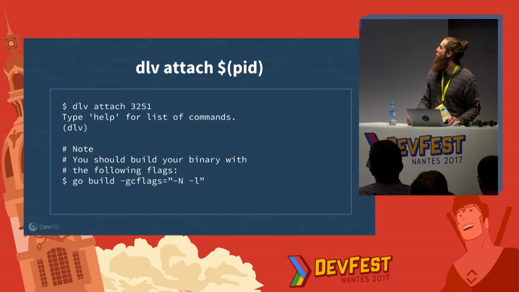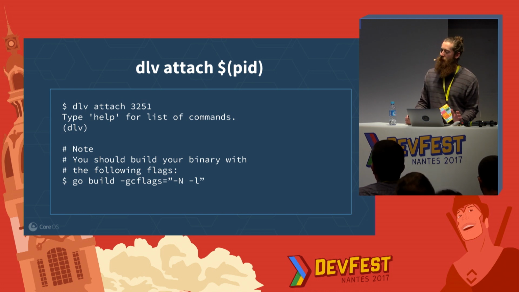You can also attach to a running program. So dlv attach, just provide a PID. Delve will attach to that process and begin debugging it. It'll stop it immediately and jump you into a debug session.